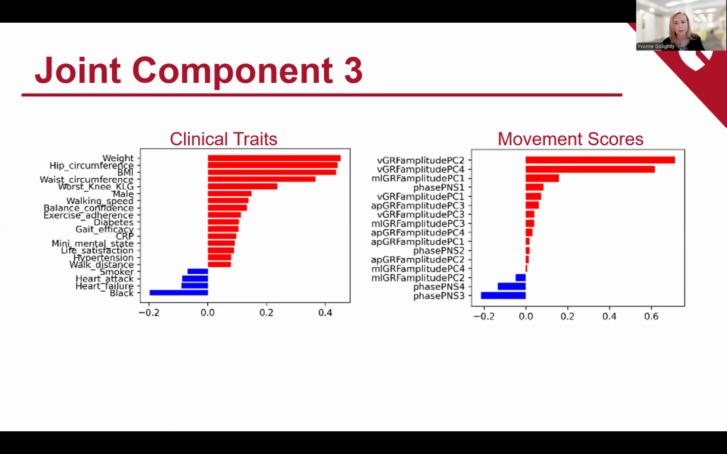And then for joint component 3, we see greater loadings in red for the clinical traits that are related to greater body mass. So this is first looking at the higher body weight, greater hip circumference, higher BMI, and greater waist circumference. And then looking at the loadings for the movement scores block in red, we see that the largest loadings are for the second and the fourth modes of amplitude of variation for the vertical ground reaction force curves.